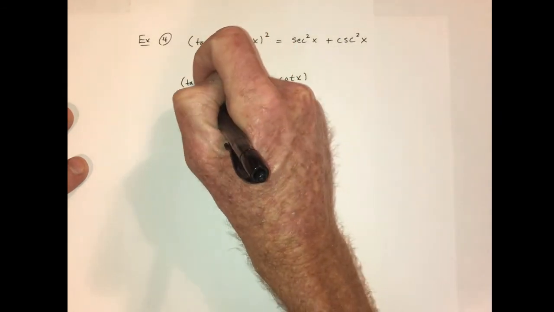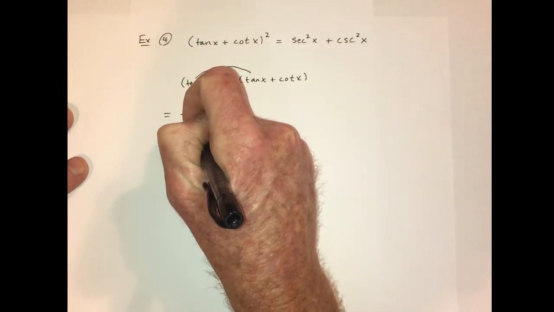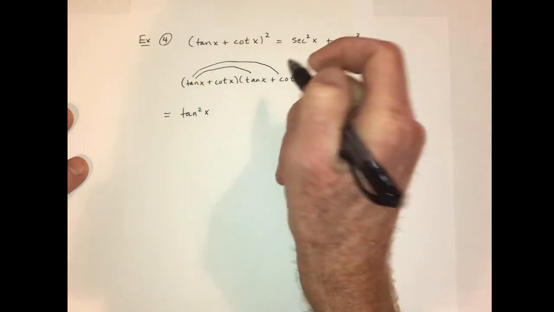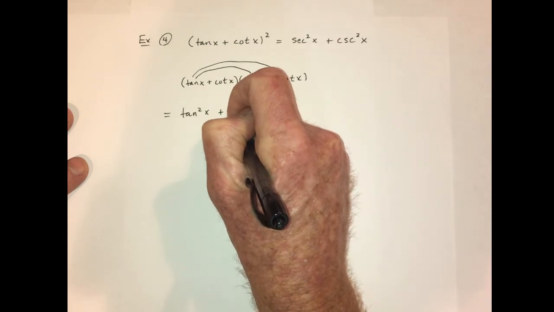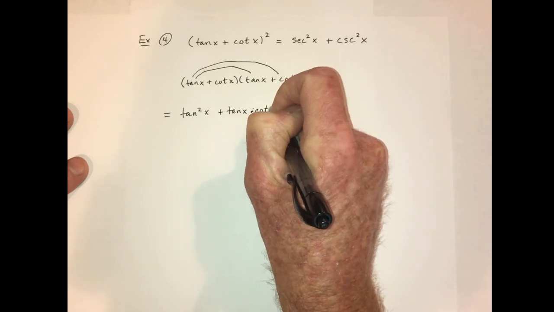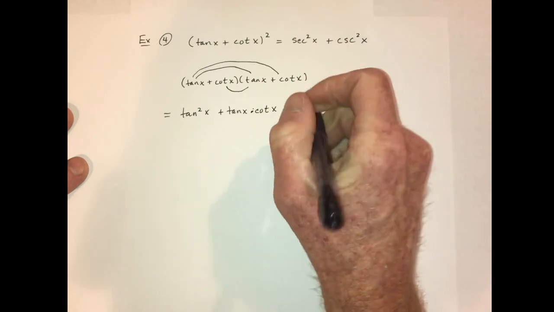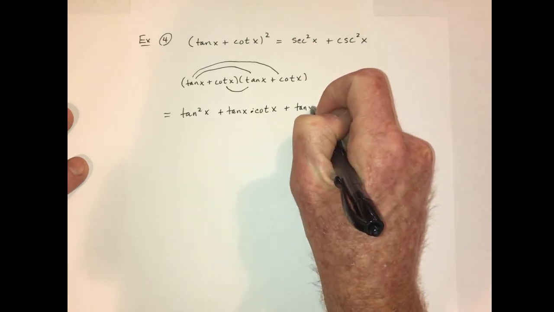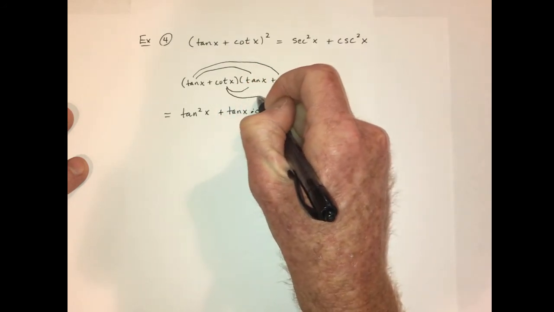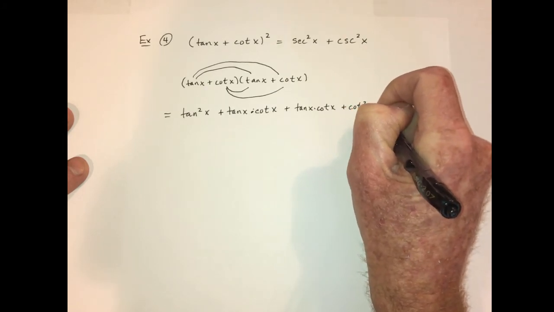So go ahead and start multiplying it out. So there's going to be tangent times tangent is tangent squared. There's going to be tangent times cotangent. So plus tangent of x times cotangent of x. And then distribute, so that's going to be another tangent times cotangent. And then finally multiply these two, and that's going to be plus cotangent squared.